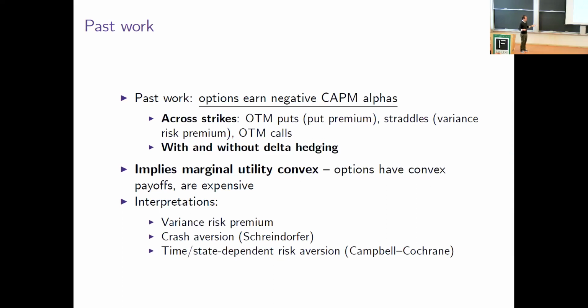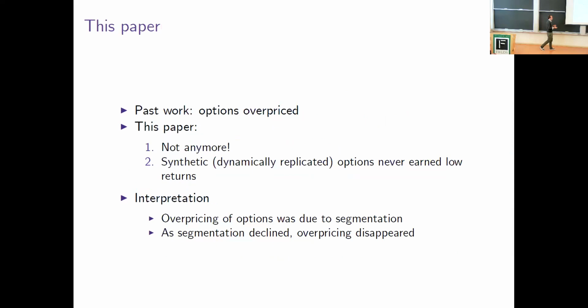The standard interpretation of this, and I'll show you a simple way to formalize it, is that marginal utility is convex. One simple way to see that is that options have convex payoffs, and they're overpriced relative to the CAPM, so marginal utility needs to be convex, has to line up with that convexity in the options. How do you interpret that? Well, these negative alphas, this overpricing, you could look at it as a variance risk premium, that investors really hate these high volatility periods that shove you out into the tail. Could be crash aversion, could be time and state dependent risk aversion. Habit formation could potentially generate something like this.